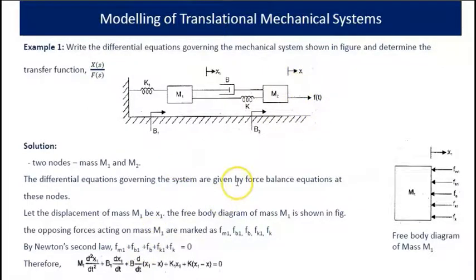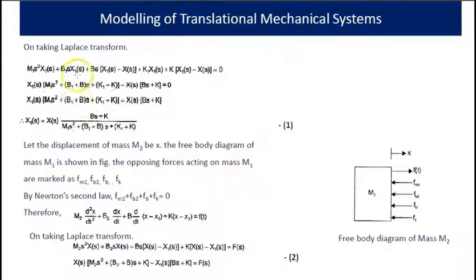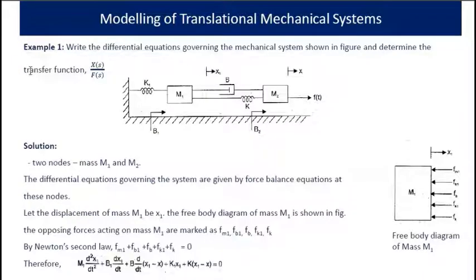For that, we have to take Laplace transform of these two equations. In order to find the transfer function, we have to take Laplace transform, because transfer function is the ratio of the Laplace transform of the output variable to the Laplace transform of the input variable, assuming all initial conditions as 0. So take the Laplace transform of this equation.